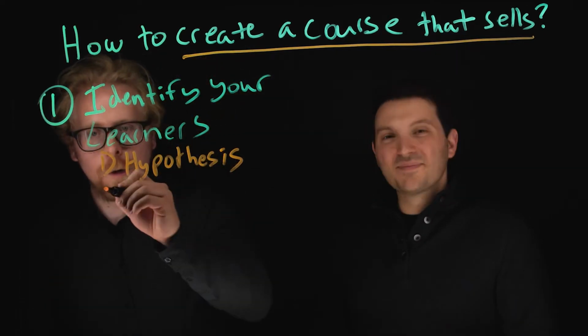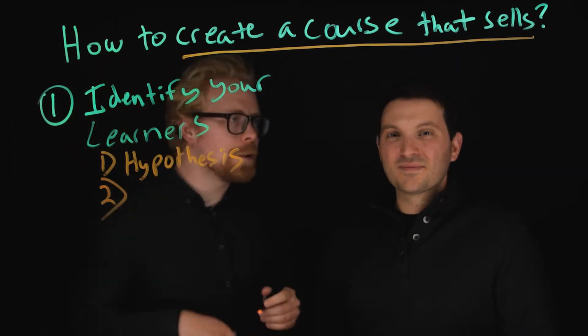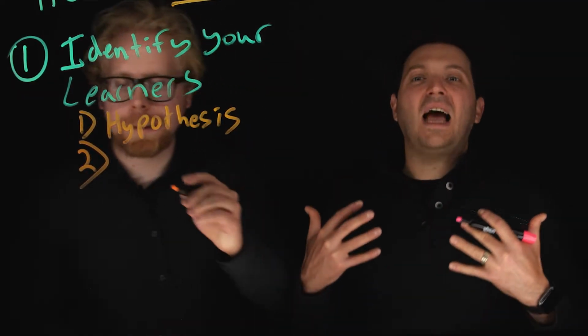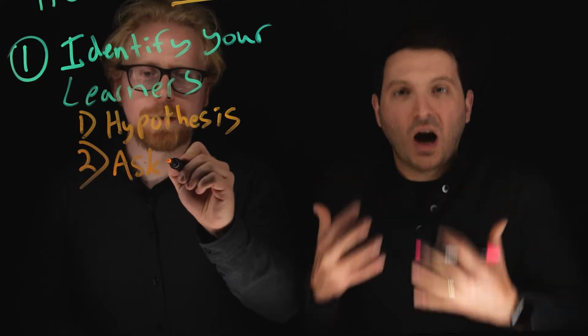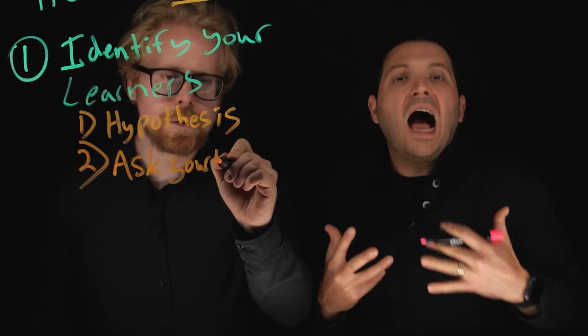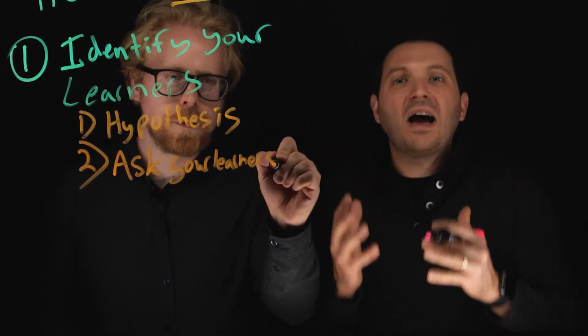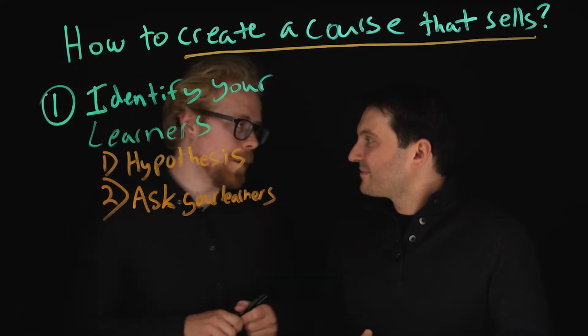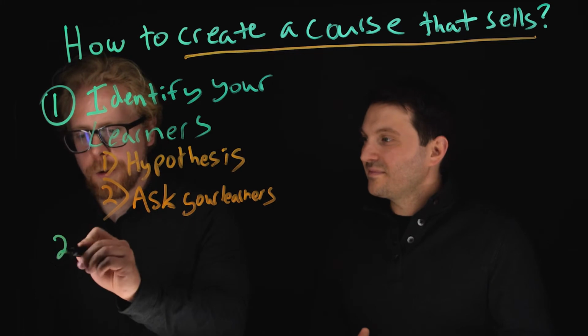But then, what do you need to do to make sure those challenges that you hypothesized are correct? You have to ask your learners. You have to ask questions. You have to talk to them. If you don't talk to them, how do you know? You need to identify those biggest challenges by talking to them. Exactly. And then once you do that, you're good to go for step 2.